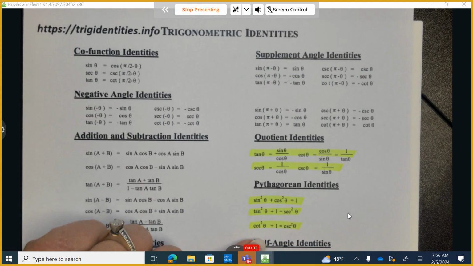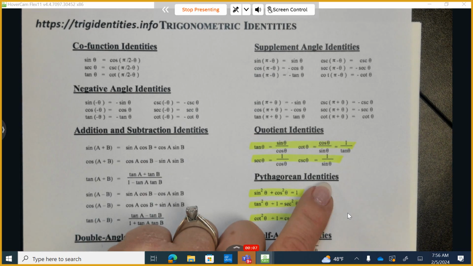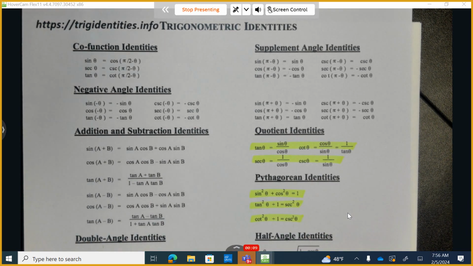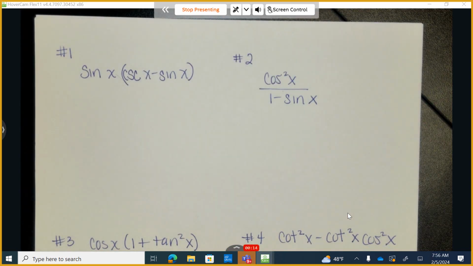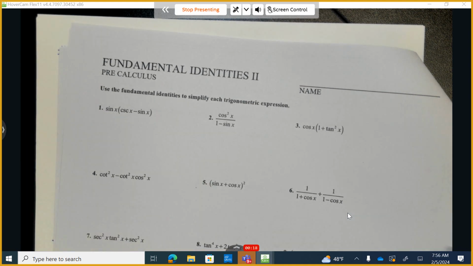What we're going to do today is use this paper that was provided to you, specifically looking at these identities and then knowing both our primary and our secondary trig functions. If you could do me a favor, go in your homework and find where it says fundamental identities number 2.